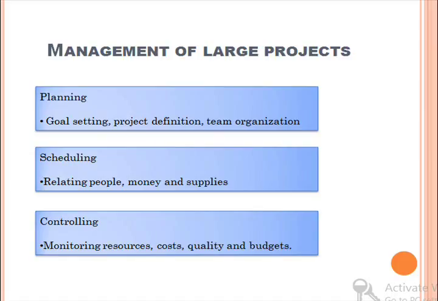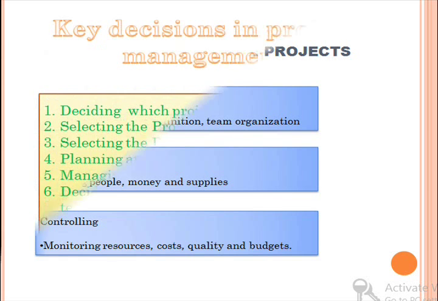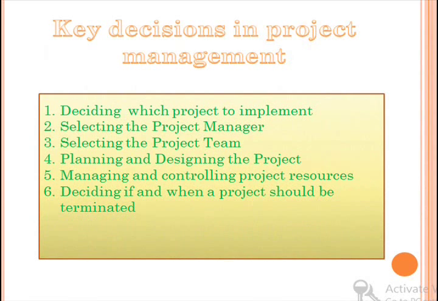Controlling: monitor resources, cost, quality, and budgets. You monitor your business every period of time. You minimize the cost or budgets. You have an alternative plan if the first plan did not succeed. Key decisions in project management: deciding which project to implement, selecting the project manager, selecting the project team, planning and designing the project, managing and controlling project resources, deciding if and when a project should be terminated.